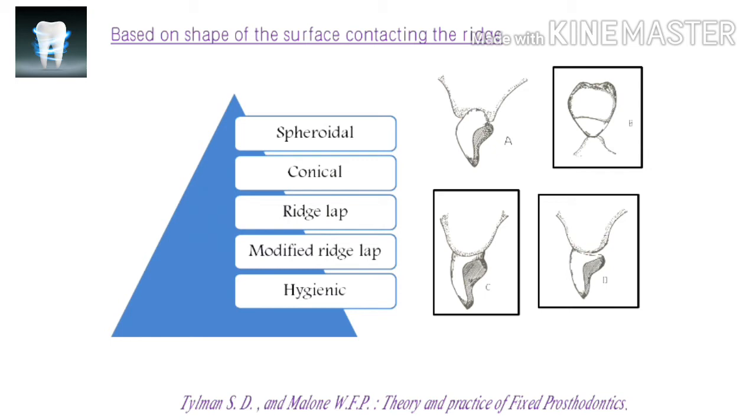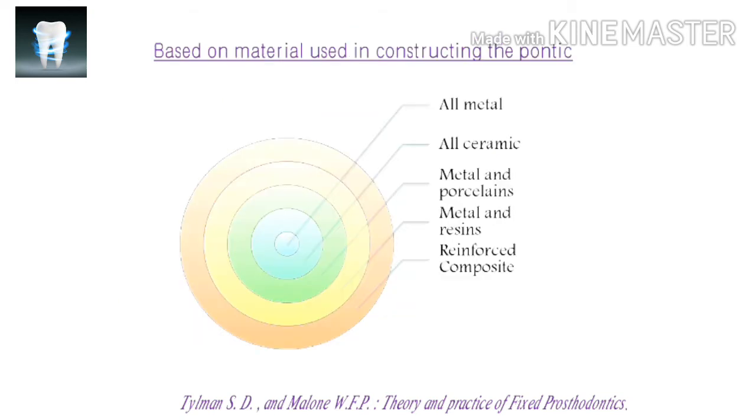Materials used in constructing the pontics. Pontics are classified as all metal, all ceramic, metal and porcelain, and resins and reinforced composite.